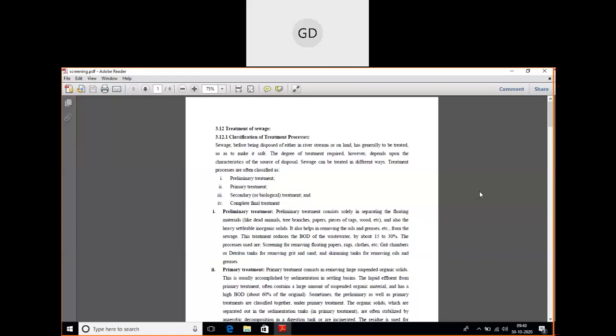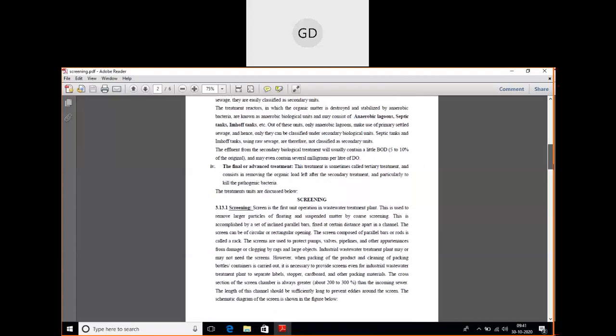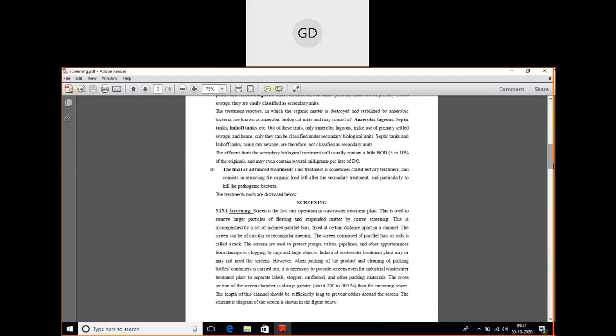Now, under all this classification, there are certain methods. We will now discuss the treatment processes. Number one is the preliminary treatment, where we will discuss the screening process.